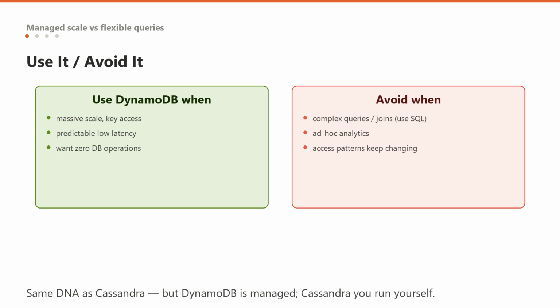Finally, how does it compare to Cassandra, our next episode? They share the same DNA: partitioning by key, replication, tunable consistency. The core difference is operational. DynamoDB is fully managed by AWS, while Cassandra is open source and you run and tune it yourself. Said simply, DynamoDB is scale and speed in exchange for query flexibility and control. Explain the partition key and eventual versus strong consistency, and you've shown you truly understand it.